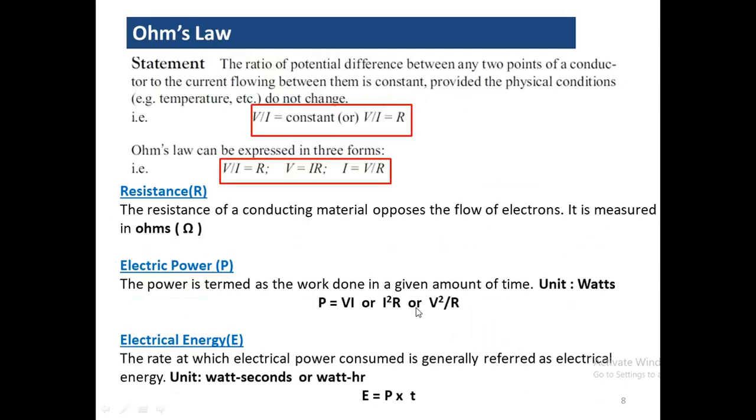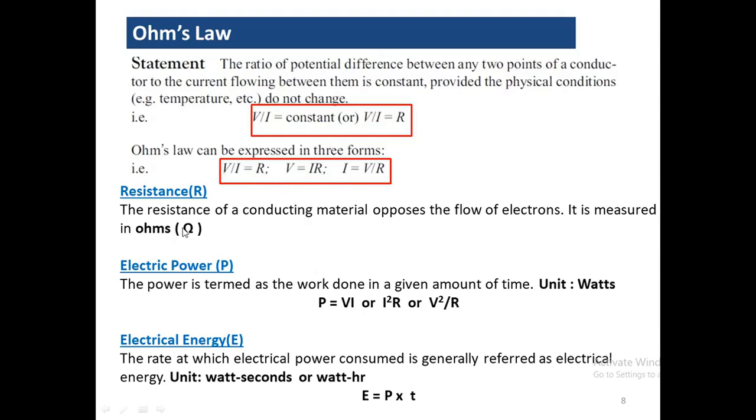Now let us see about Ohm's law, which is one of the fundamental laws governing electric circuits. The statement goes like this: the ratio of potential difference between any two points of a conductor to the current flowing between them is going to be a constant. That constant we are going to say as R, that is the resistance, provided the physical conditions, for example the temperature, don't change. So Ohm's law we can express in either of these forms: V by I is equal to the constant, that is R, or V equal to IR, or I equal to V by R.